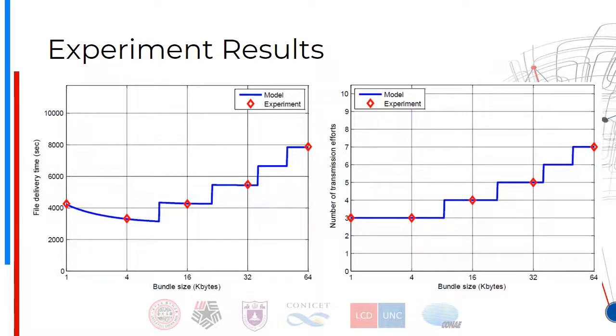However, as the bundle size grows, the probability of errors in the bundles increases, and this makes the number of retransmission efforts go up, therefore increasing the delivery time of the data. Since we are running on a 10-minute channel delay, the retransmission of a lost bundle is quite expensive, and this can be seen as these little steps in the delivery time. We validated that the number of retransmission efforts matches these steps, as shown on the right: as the bundle size gets bigger, errors happen more often in a bundle and it needs to be retransmitted. This is what we are validating via the experiments.